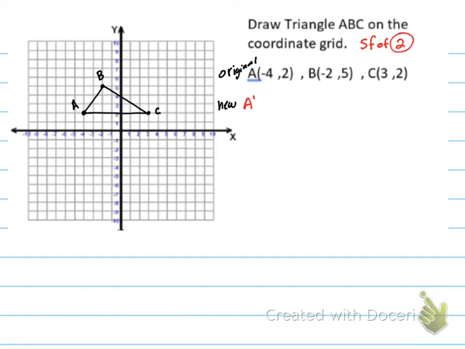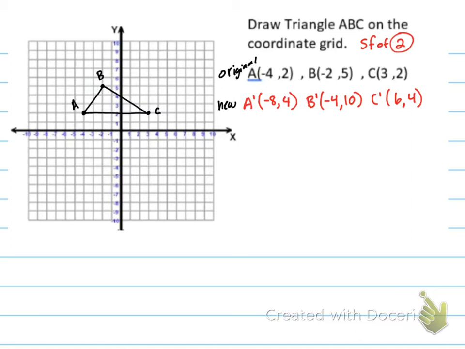Okay. So because I want the scale factor to be 2, I'm going to multiply every coordinate by that same scale factor. So I'm going to do -4 times 2, I get -8. 2 times 2, I get 4. So that's going to be my new A prime. My B prime is going to be -2 times 2 is -4, 5 times 2 is 10. And my C prime will be 3 times 2 is 6, and 2 times 2 is 4. And those are my new coordinate points for my new triangle.